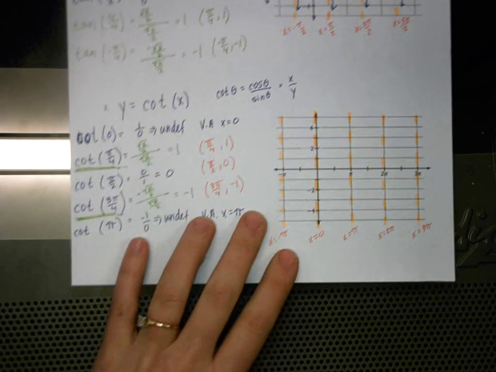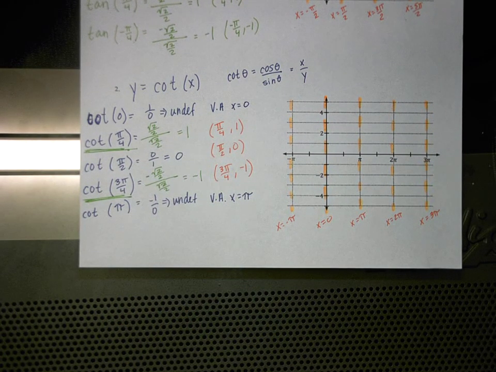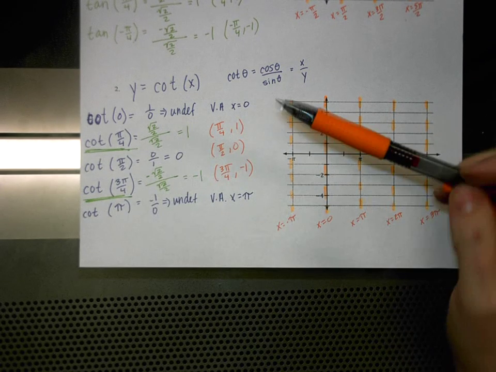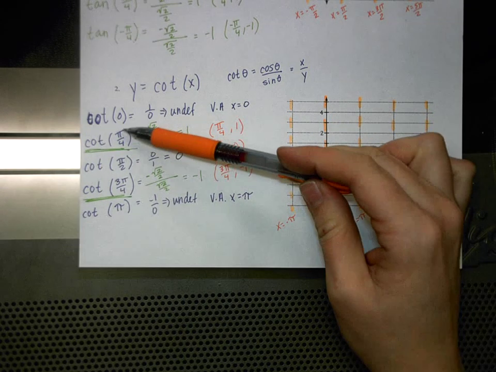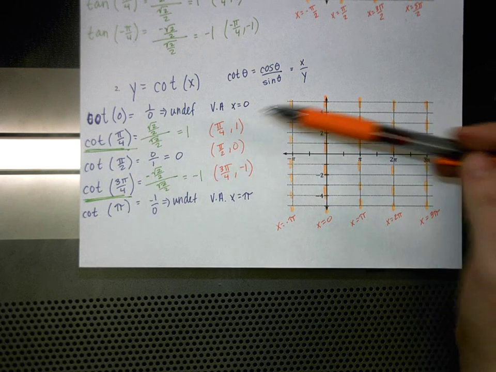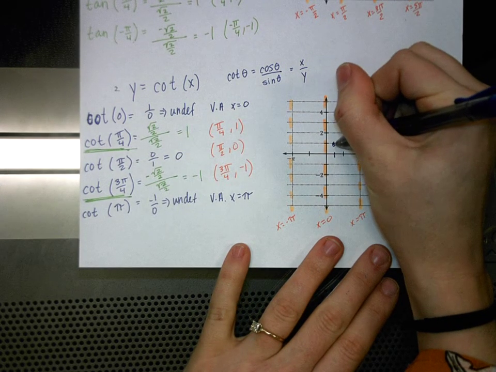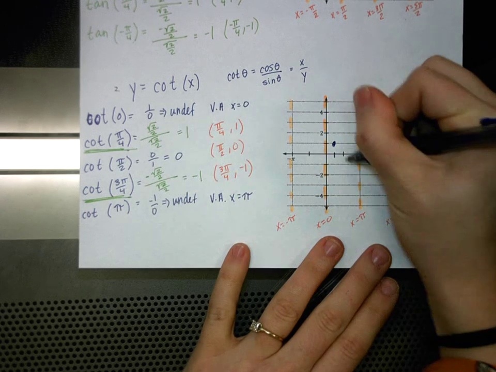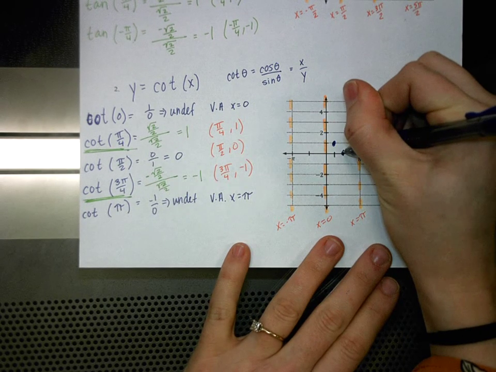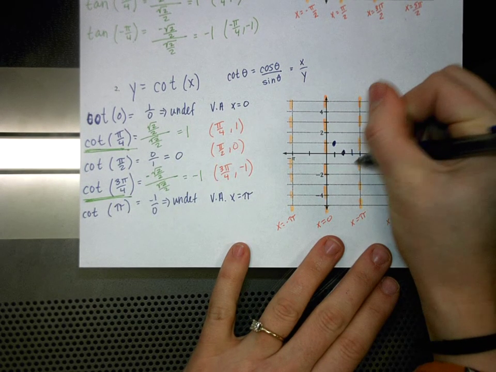Sorry, I should have had that higher up. Okay. Cotangent of pi over 4 is 1. So we're going to plot that point at pi over 4, 1. Pi over 2, 0. And 3 pi over 4, negative 1.